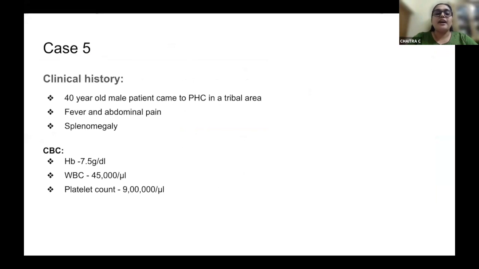So coming to case 5, we have a 40-year-old male patient who came to a primary healthcare center in a tribal area where a pathologist was not available. The patient presented with fever and abdominal pain, and had splenomegaly. The only test available there was a CBC. Hemoglobin was 7.5 gram per deciliter, WBC count was 45,000, and platelet count was 9 lakh.